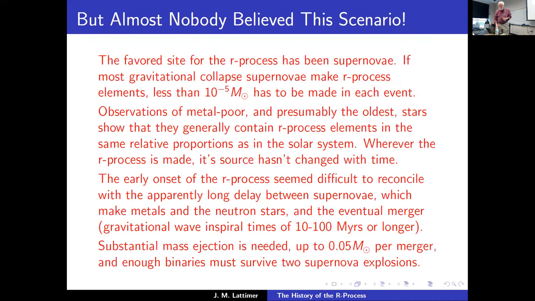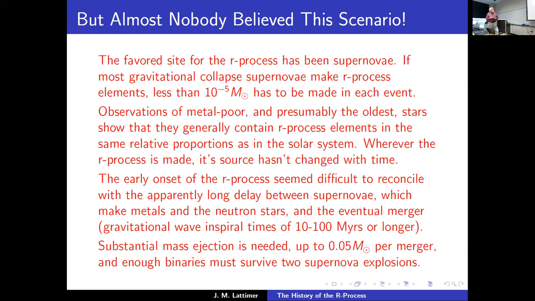And of course, nobody believed it. The favorite site has always been supernovae. One reason is that if supernovae make R process, they're so much more abundant that you need to produce less than 10 to the minus fifth solar masses per supernova.